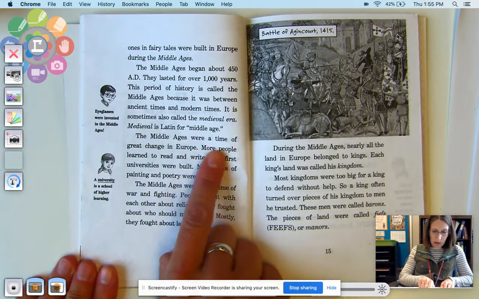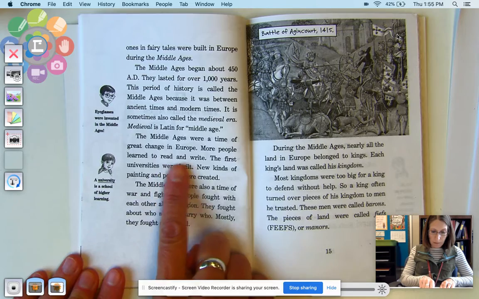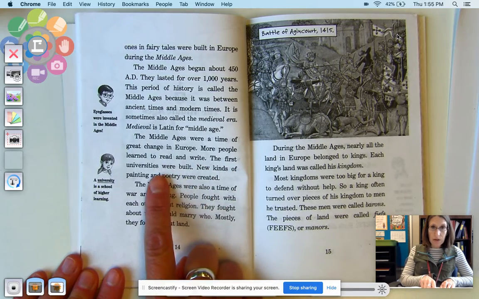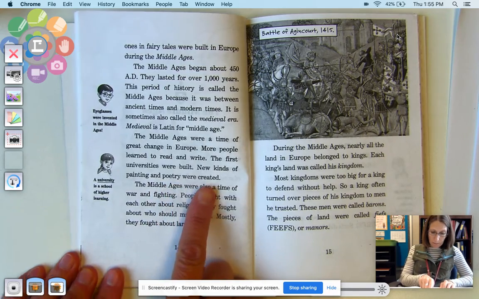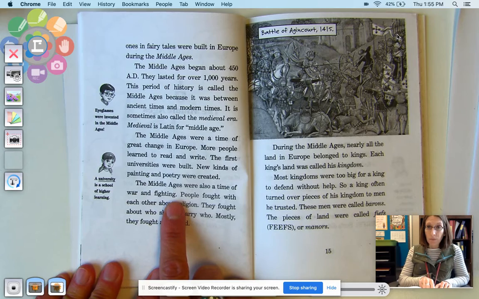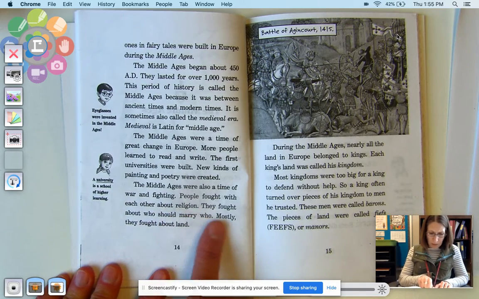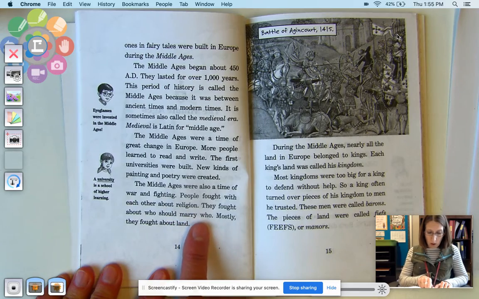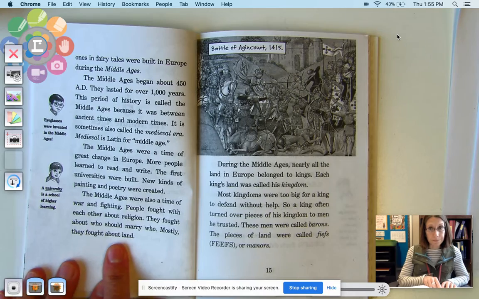The Middle Ages were a time of great change in Europe. More people learned to read and write. The first universities were built. New kinds of painting and poetry were created. The Middle Ages were also a time of war and fighting. People fought with each other about religion. They fought about who should marry who. Mostly, they fought about land.